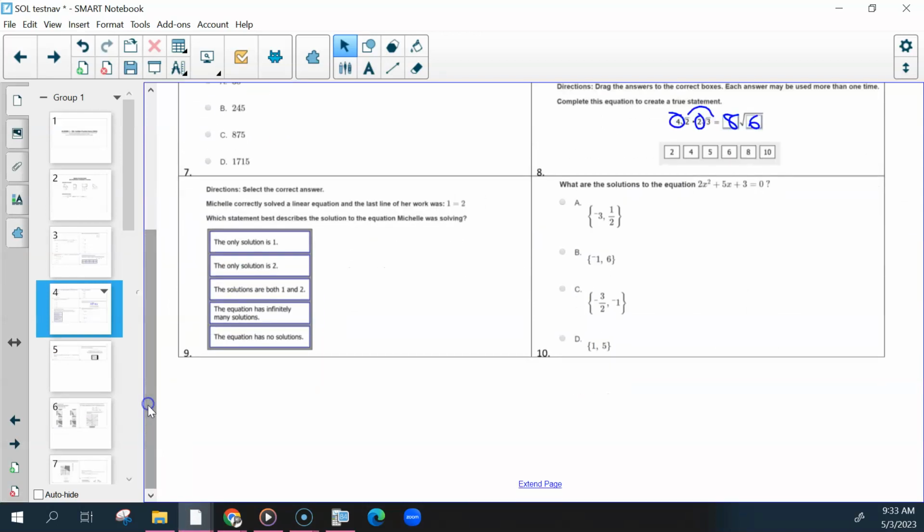9 is something you need to know. So if you get 1 equals 2, which is your answer? No solution.